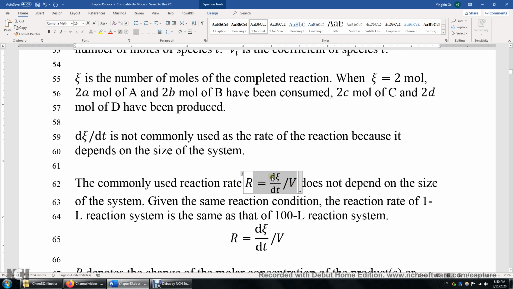This is because d xi over dt over volume does not depend on the size of the system. It's an intensive property. Given the same reaction conditions, the reaction rate of a 1 liter reaction system is exactly the same as that of a 100 liter reaction system.